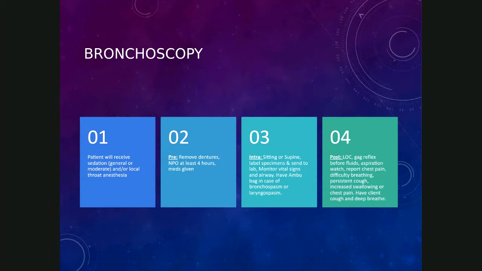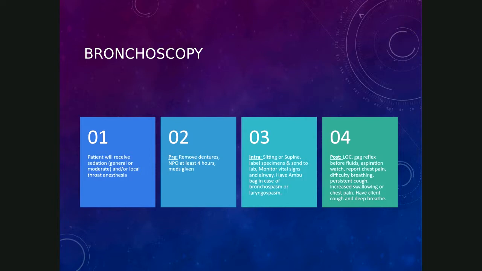It's usually the doctor and the respiratory therapist and the nurse in the room. And the respiratory therapist is in charge of doing the sedation and stuff. The doctor obviously is going to do the equipment, and then you do whatever else is needed, whatever they need you to do. Basically, the patient gets their sedation. It could be general or it could be local. It's simple things. You want to have them remove their dentures. They're not supposed to eat.